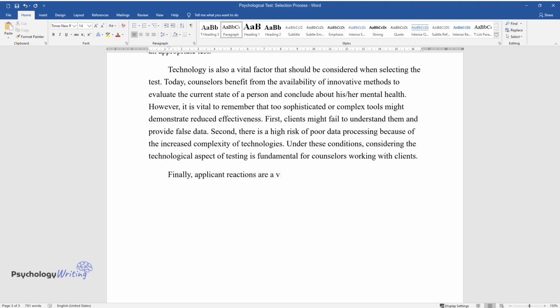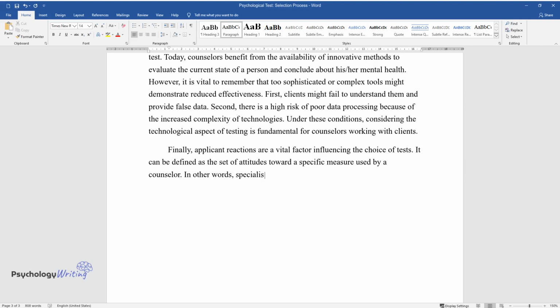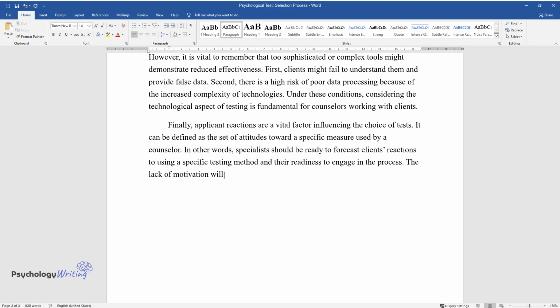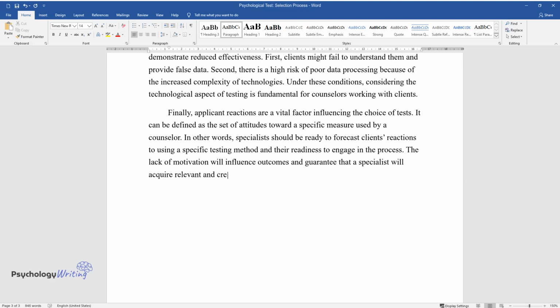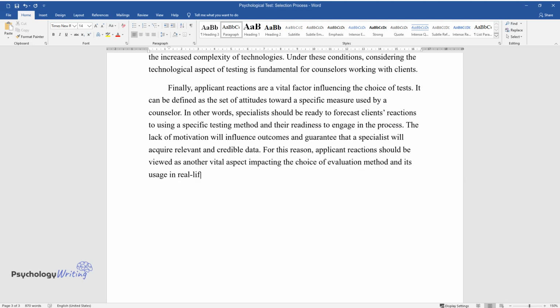Finally, applicant reactions are a vital factor influencing the choice of tests. It can be defined as the set of attitudes toward a specific measure used by a counselor. In other words, specialists should be ready to forecast clients' reactions to using a specific testing method and their readiness to engage in the process. The lack of motivation will influence outcomes and guarantee that a specialist will not acquire relevant and credible data. For this reason, applicant reactions should be viewed as another vital aspect impacting the choice of evaluation method and its usage in real-life conditions.